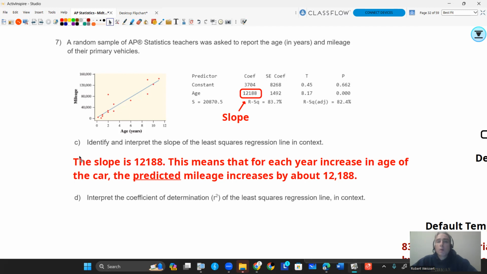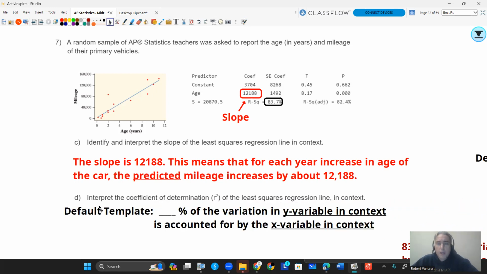Letter B, interpret the coefficient of determination. Sometimes they don't even let you know coefficient of determination is r squared. So you have to know that that's r squared. You got to identify that. Just writing the number isn't going to do much in this problem. But there is a default template, and people really have a hard time with this one. So here's how the template goes.